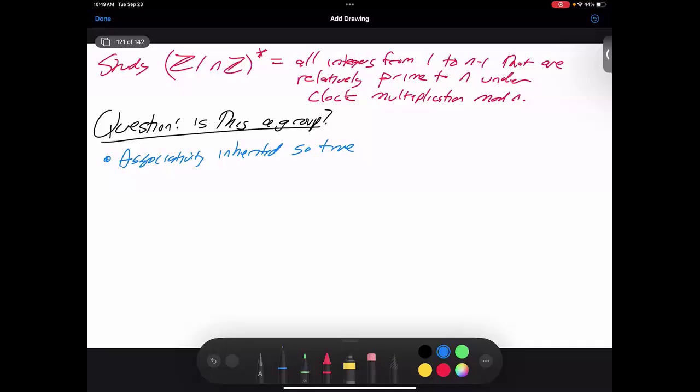What's the other thing that's easy to check? Identity. Yes, as the GCD of 1 and n equals 1. So 1 is in Z mod n and Z star. Now we have the tougher ones. We have closure and we have inverses. So closure.